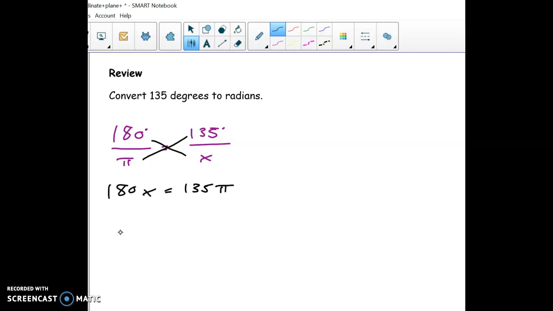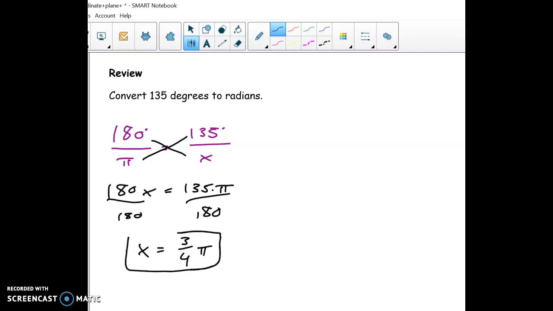Then from here, we're just going to solve this for x. We're going to divide by 180 on both sides to cancel out the multiplied 180. So x is just going to be this, and you generally don't want to do a decimal, you just want to reduce it. I think that reduces to 3/4. If you divide the top and bottom by 45, you get 3/4 pi. When you write an angle in radians, you usually have pi in there. So 135 degrees is 3/4 times pi radians.